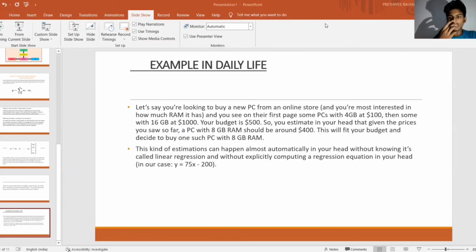So you estimate in your head that given the prices you saw so far, a PC with 8 GB RAM should be around $400. This will fit your budget. So you decide to buy one such PC with 8 GB RAM. This kind of estimation can happen almost automatically in your head without knowing it, and it is called linear regression.